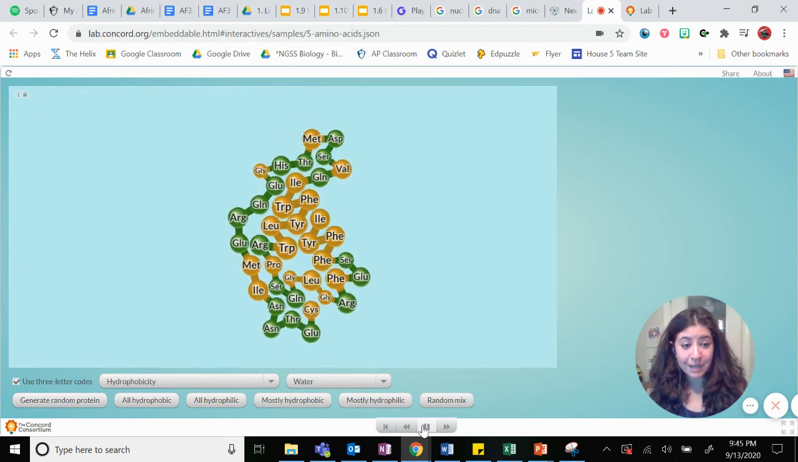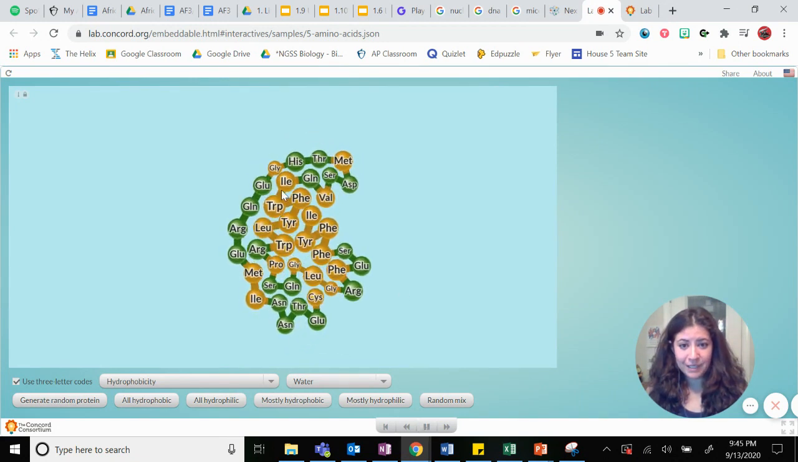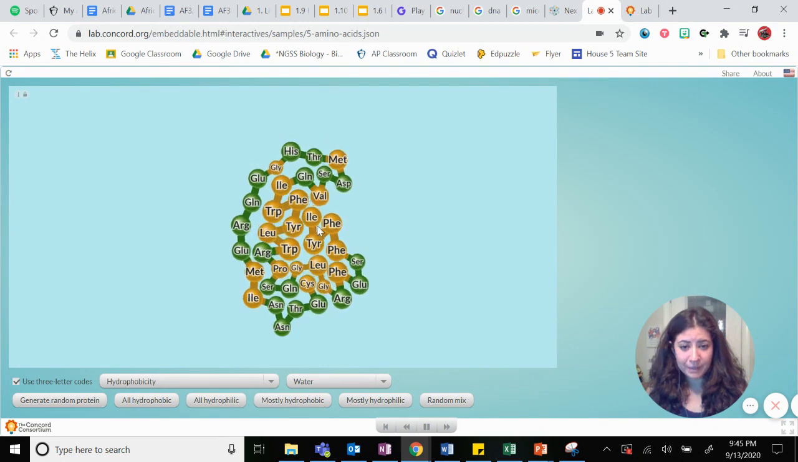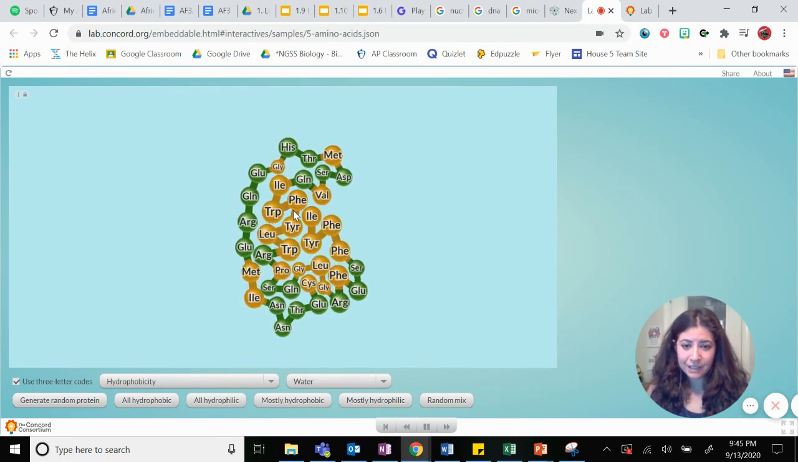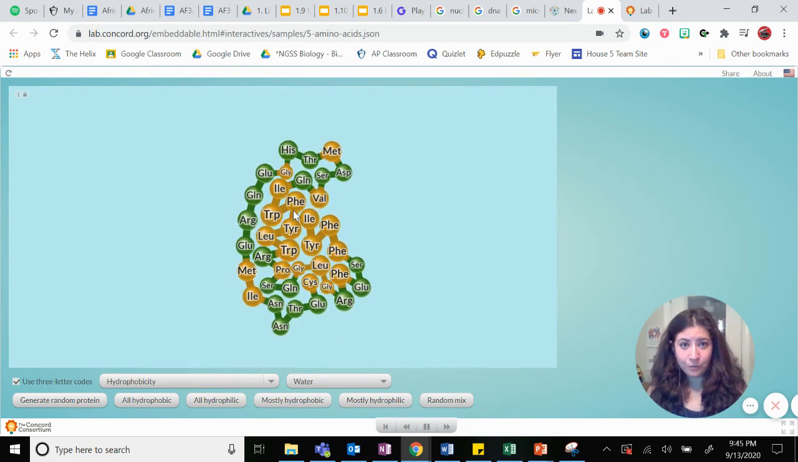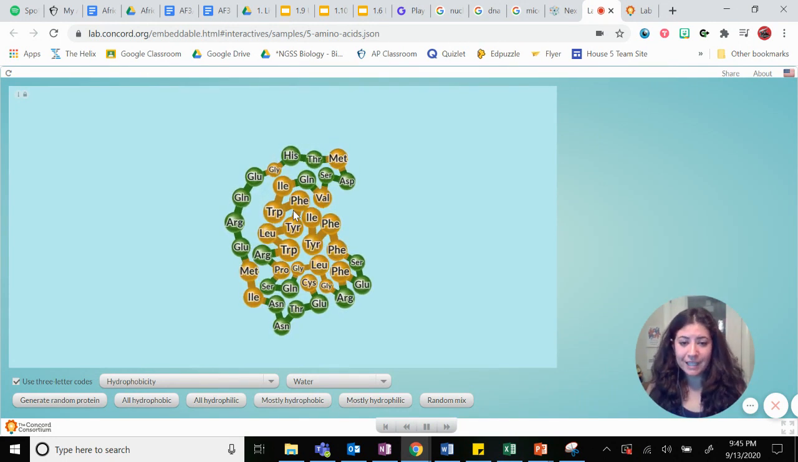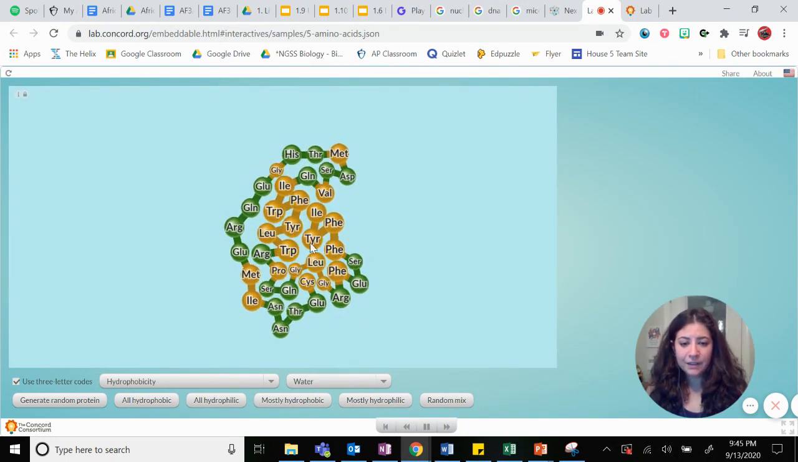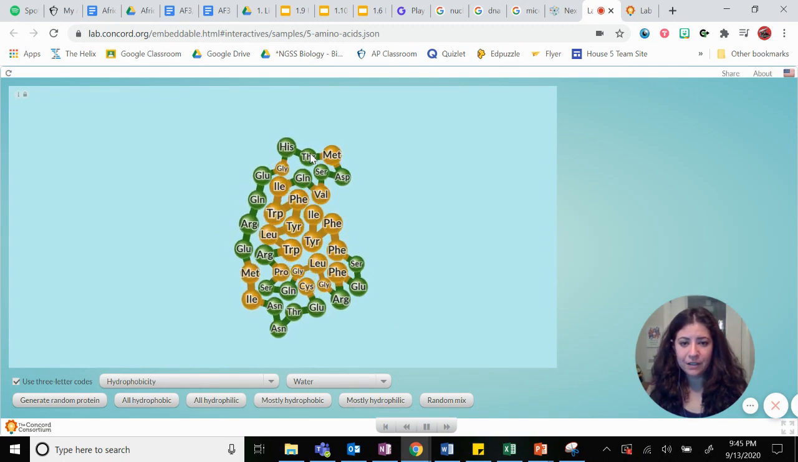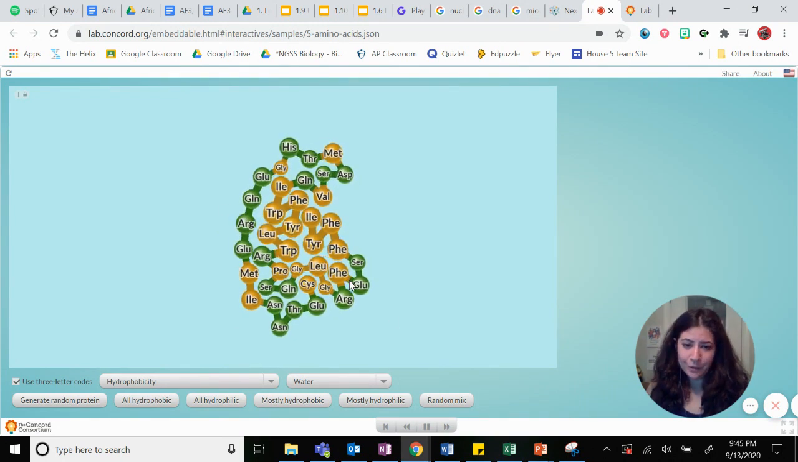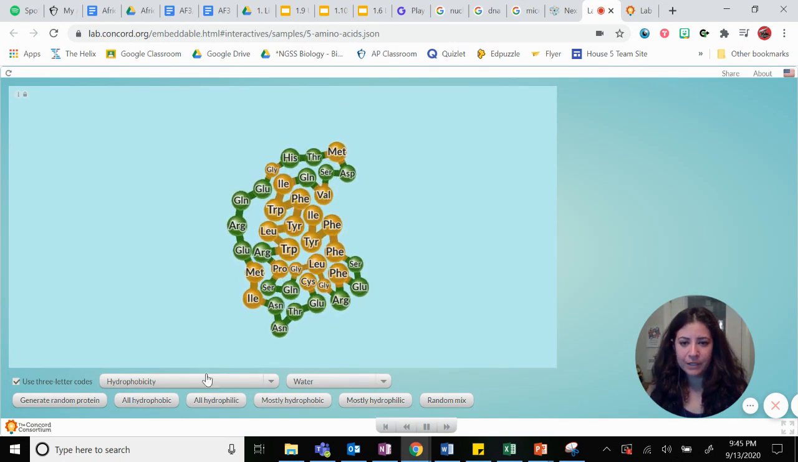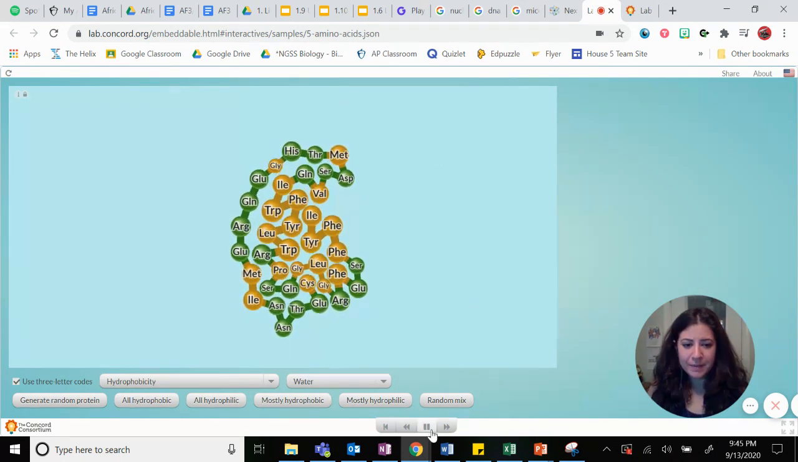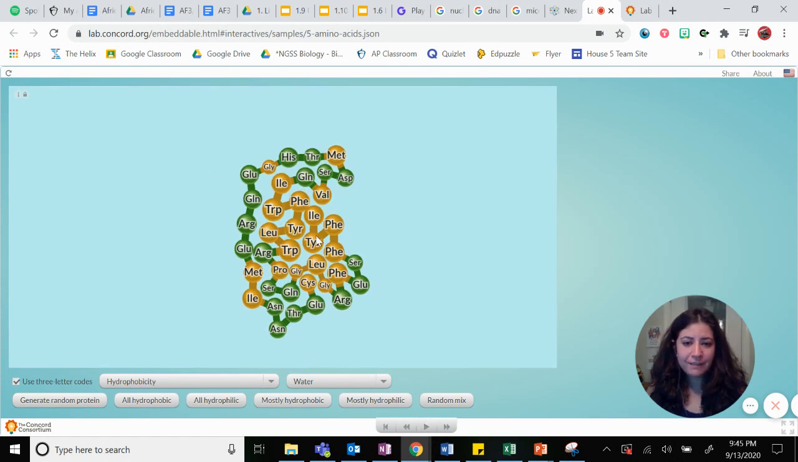Okay, so do you notice a pattern? See, all of these hydrophobic amino acids have clumped together, right? And they've clumped together in the center because they are afraid of water. They are hydrophobic, so they're trying to get away from the water. Whereas the hydrophilic amino acids are all on the outside for the most part because they like water. And so they're attracted to the water molecules that are surrounding this polypeptide. So that's if our polypeptide is in a water environment.